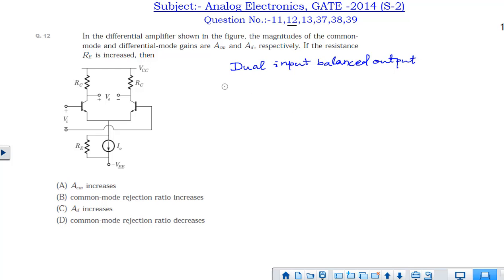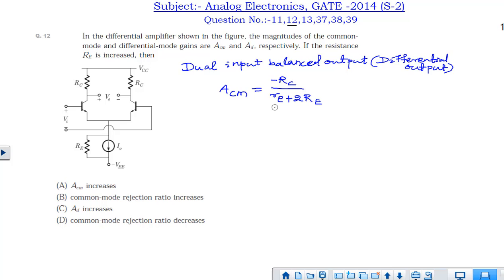If we can remember the formula directly, this is basically the circuit of a dual input and balanced output. Dual input means input is applied at both inputs and output is taken from the difference of both outputs. That is called dual input and balanced output, also called a differential output. In this case the common mode gain is given by minus RC by (RE plus 2RE). We can approximate this because 2RE is much greater than the small RE, so the expression is minus RC by 2RE, and the differential gain is given by minus RC by RE. The differential gain is independent of RE, whereas the common mode gain is inversely related to RE. So if RE is increasing, ACM will decrease.